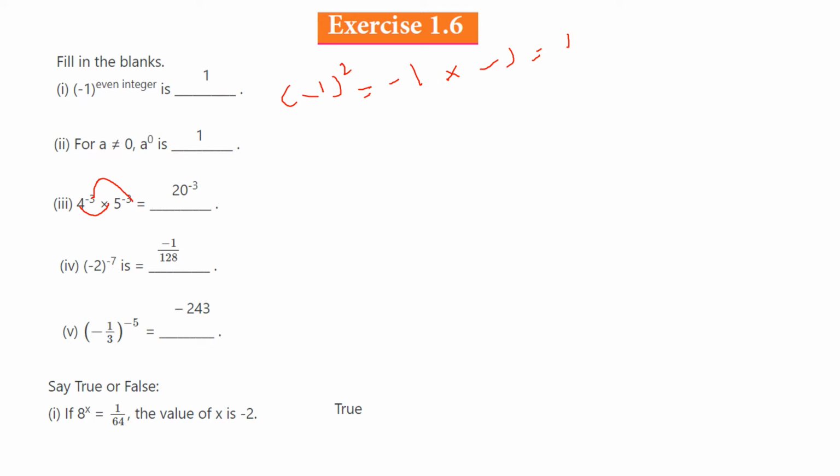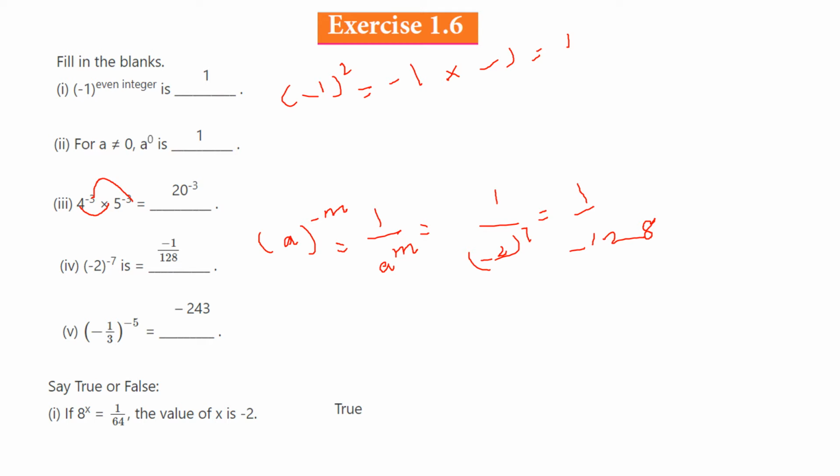Here, minus 2 to the power minus 7. One formula is there: a to the power minus m, we can write it as 1 by a to the power m. Likewise, we can write it as 1 by minus 2 to the power 7. So minus 2 to the power 7 is minus 128, giving 1 by minus 128. So we can write it as minus 1 by 128.